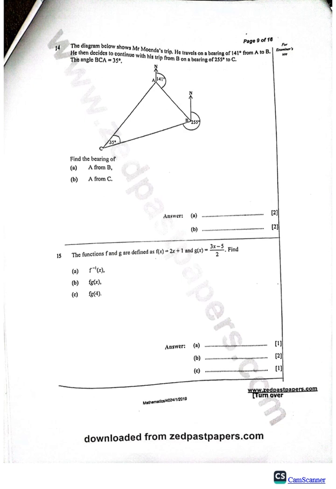The diagram below shows Mr. Mwenda's trip. He travels on a bearing of 141 degrees from A to B. He then decides to continue with his trip from B on a bearing of 255 degrees to C. The angle BCA is equal to 35 degrees.